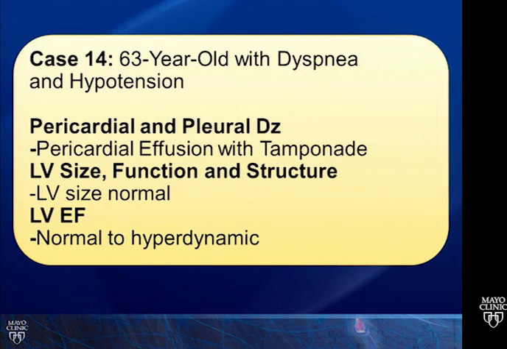So 63-year-old with dyspnea and hypotension, I think you could see that we go under our pericardial tab, our pleural disease tab, and she had a large pericardial effusion that was causing tamponade. The LV size and function, you might code those as being LV was normal size and function, ejection fraction appeared to be normal to hyperdynamic.